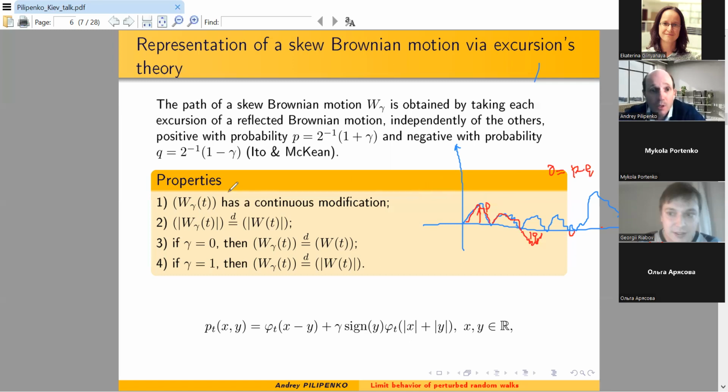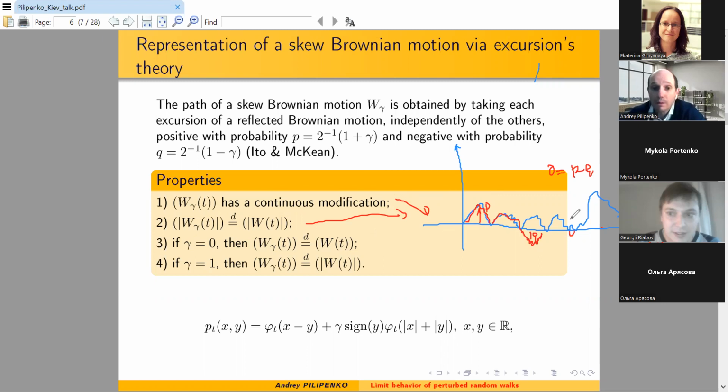It can be shown that skew Brownian motion has a continuous modification, and that the absolute value of skew Brownian motion is just reflected Brownian motion. Actually, these two properties follow easily from the Itô-McKean construction of skew Brownian motion. If gamma is zero, then skew Brownian motion is just the usual linear process. And if gamma is one, then you get reflected Brownian motion.